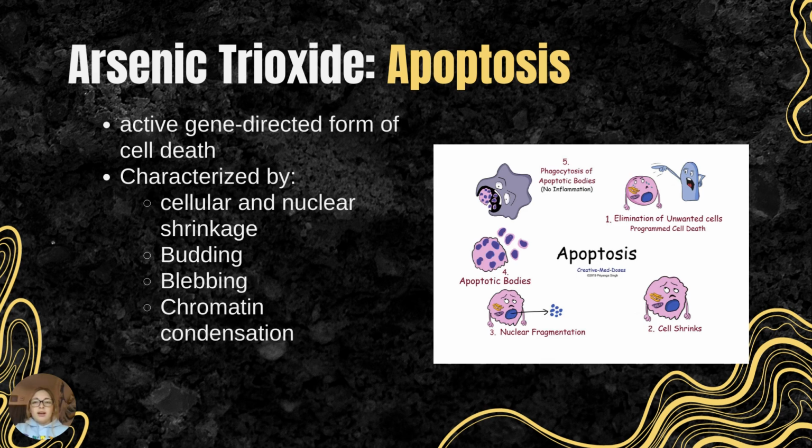In step 1, arsenic trioxide is eliminating the unwanted cell and programming it to cell death, which causes the cell to shrink, which is step 2. As the cell shrinks, nuclear fragmentation occurs, which is step 3, which forms apoptotic bodies, and then in step 5, the apoptotic bodies will then be killed off by phagocytosis.